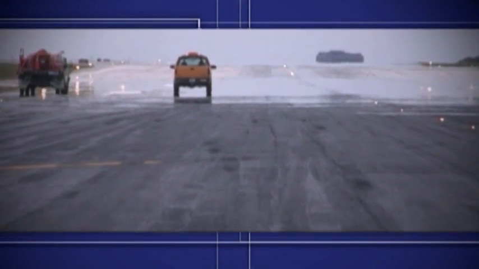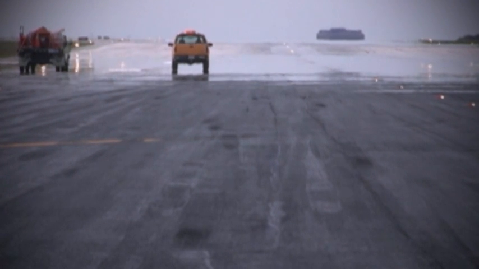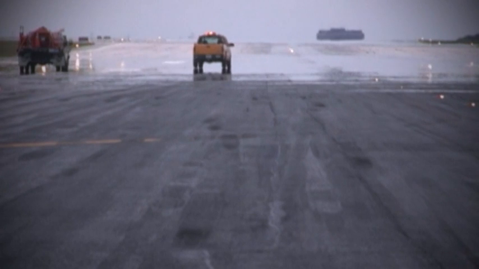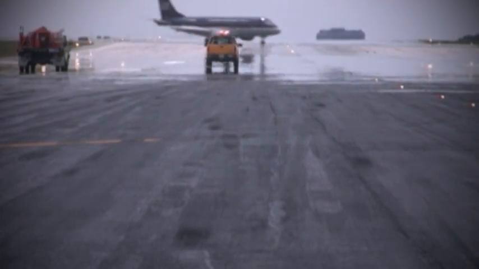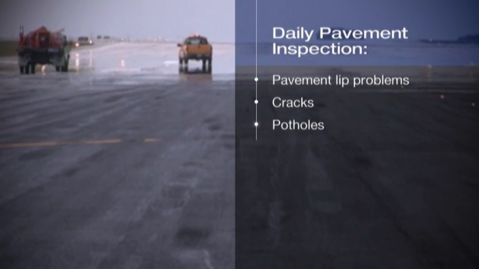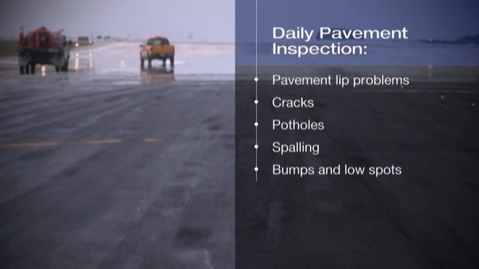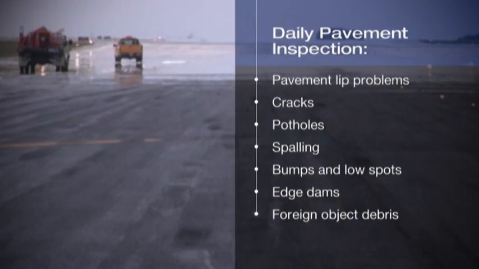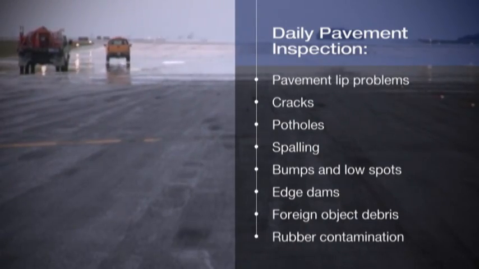The condition of pavement surfaces is an important part of airport safety. At the minimum, a daily inspection should be performed of all paved areas used by aircraft. During this inspection, you should look for pavement lip problems, cracks, potholes, spalling, bumps and low spots, edge dams, foreign object debris, and rubber contamination.